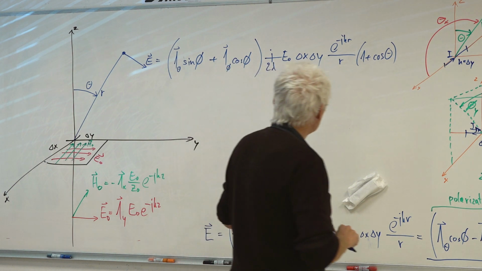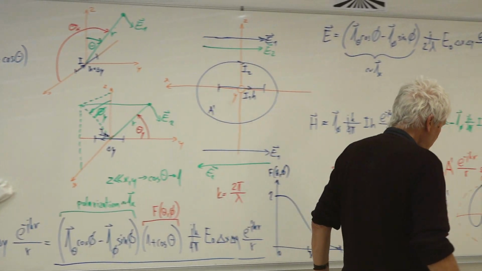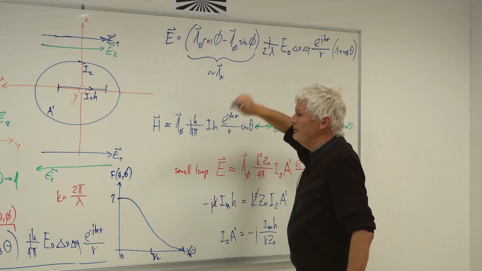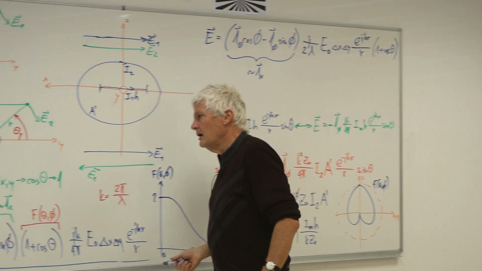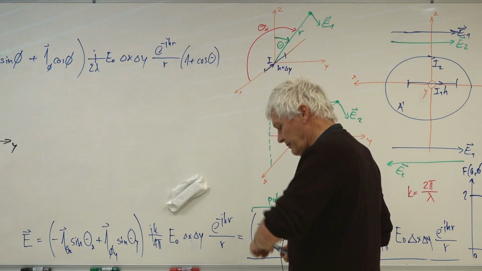So we can actually use the same formula, just turning everything by 90 degrees around the z-axis. That's all the difference we have.